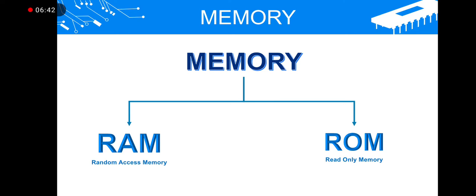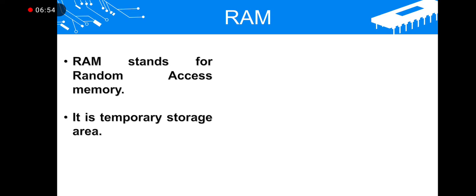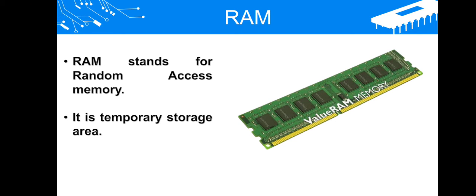Memory has two types, RAM and ROM. RAM is random access memory. ROM is read-only memory. RAM. RAM stands for random access memory. It is temporary storage area. You can see the picture of RAM on the screen. RAM basically holds this data. It stores the data temporarily. Temporarily means that the data will not be saved forever. It will be deleted. Alright?